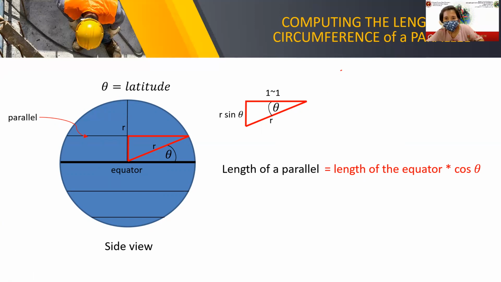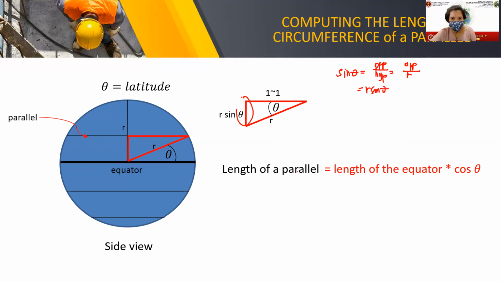But sine of the angle equals the opposite over the hypotenuse. So the opposite of the angle over the hypotenuse is r. So we can compute the length of this side as equivalent to r sine of theta.